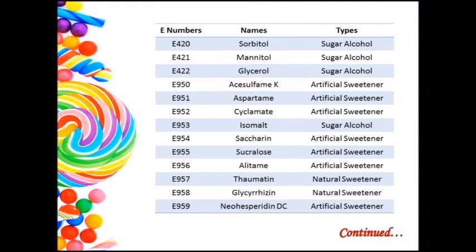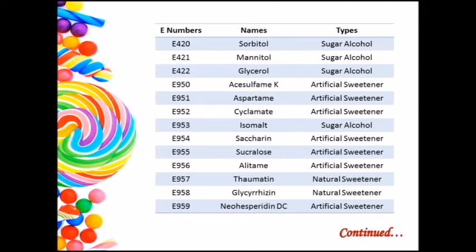So, here is the table of the E number index in sweeteners. The first three in the table are sugar alcohols, namely E420 sorbitol, E421 mannitol, and E422 glycerol. As for E950 acesulfame K, it is an artificial sweetener, and so are E951 aspartame and E952 cyclamate. Meanwhile, E953 isomalt is a sugar alcohol.